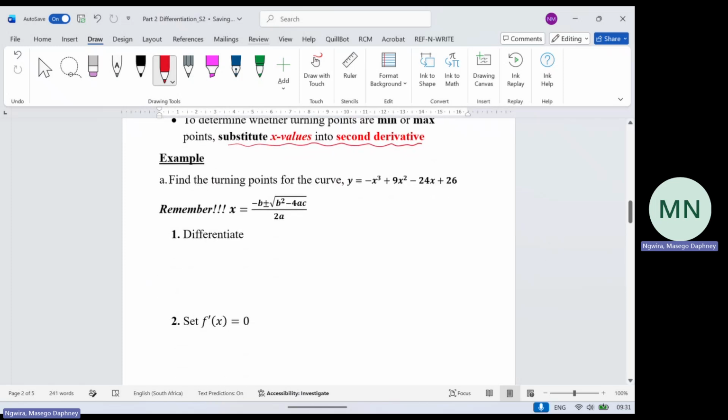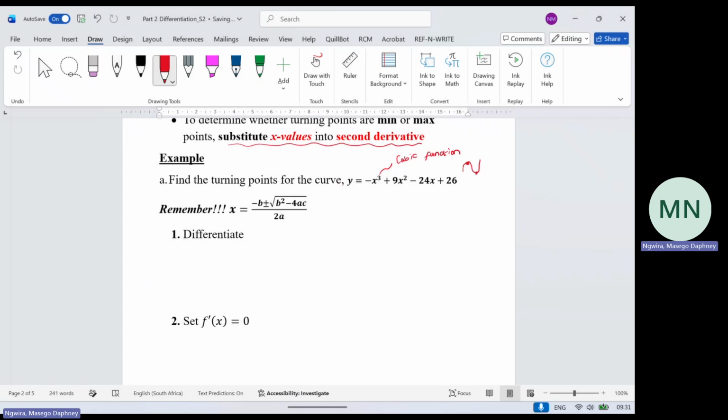So let's look at the first example. The example says find the turning point of the curve. This graph is what you call a cubic graph. It's a cubic function because of the cube. This 3 tells you that this is a cubic function, so the graph is going to turn more than once sometimes. It looks something like this. That's a cubic graph. This one has 2 turning points. It depends on the function though, but it's a cubic graph.